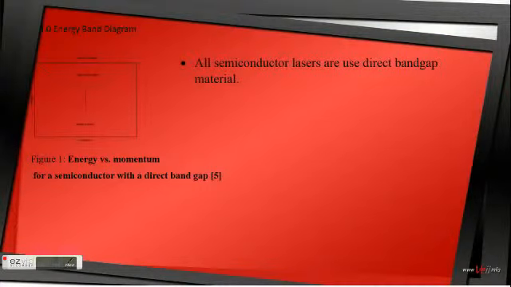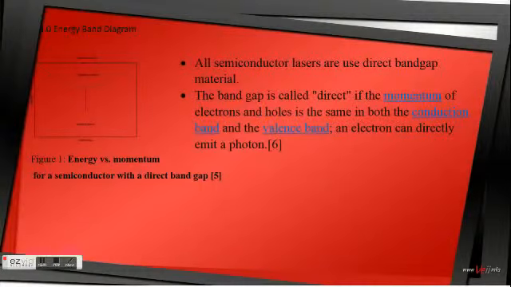4.0 Energy Band Diagram. Figure 1: Energy versus momentum for a semiconductor with a direct band gap. 1. All semiconductor lasers use direct band gap material. 2. The band gap is called direct if the momentum of electrons and holes is the same in both the conduction band and the valence band. An electron can directly emit a photon.